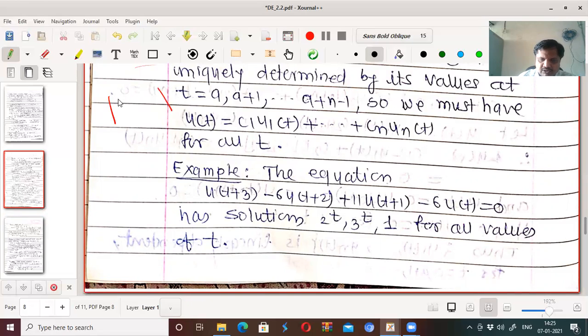first row is u1, u2, u3 and so on. Then u1 of t plus 1, u2 of t plus 1, u3 of t plus 1 and so on. And in this way, that is the Casoratian. What is the use of it? The solutions of difference equations are linearly independent if and only if the Casoratian of these solutions is not equal to 0.